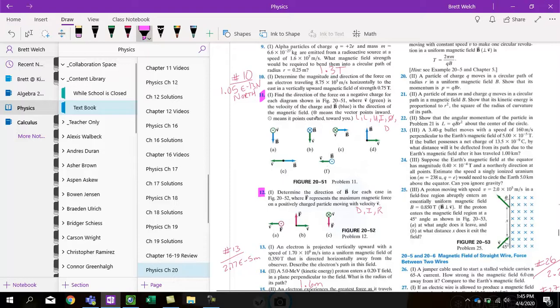A couple things. All right, let's look at this first one. Remember, green we used for our velocity. That's where our fingers start.